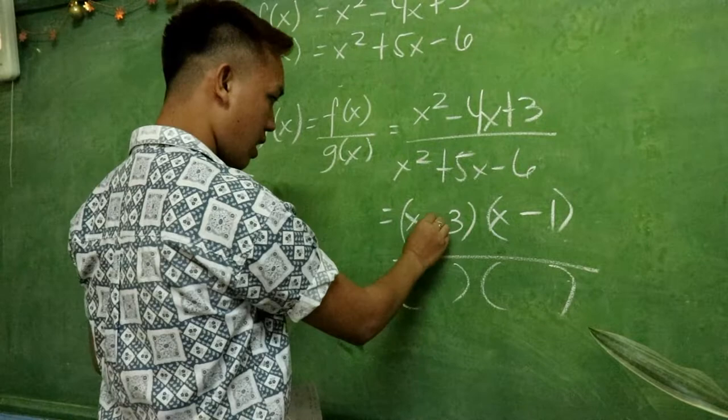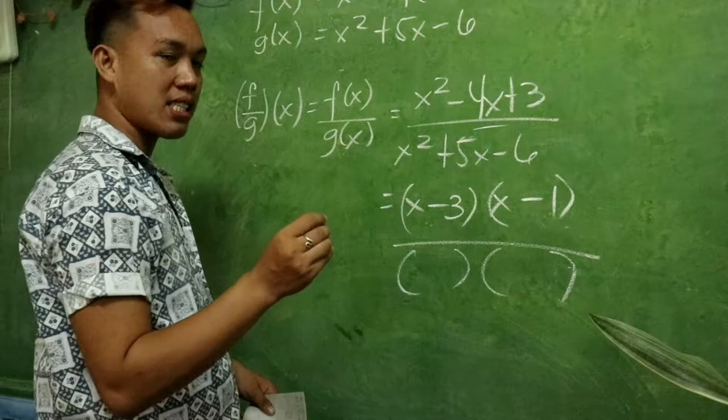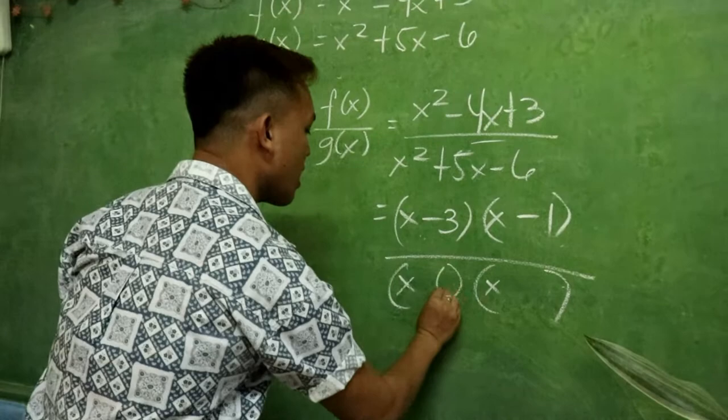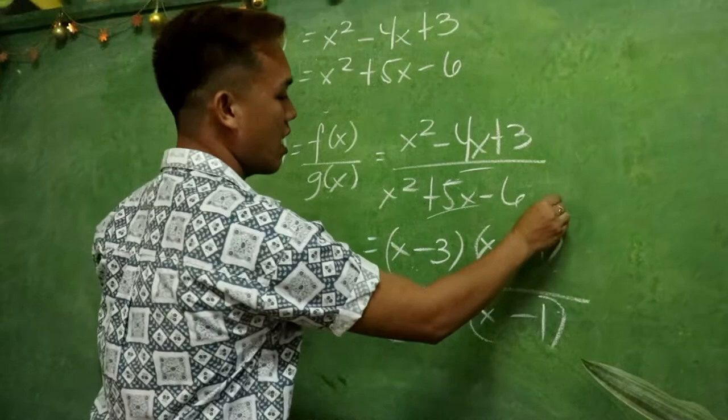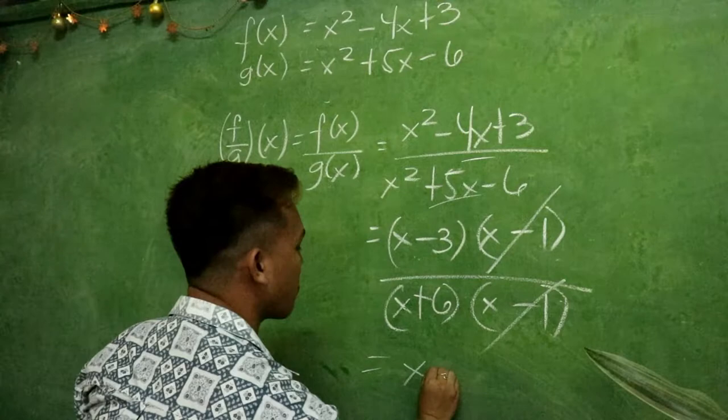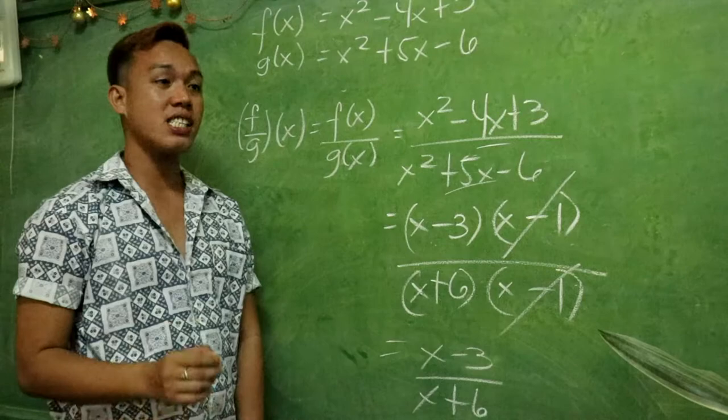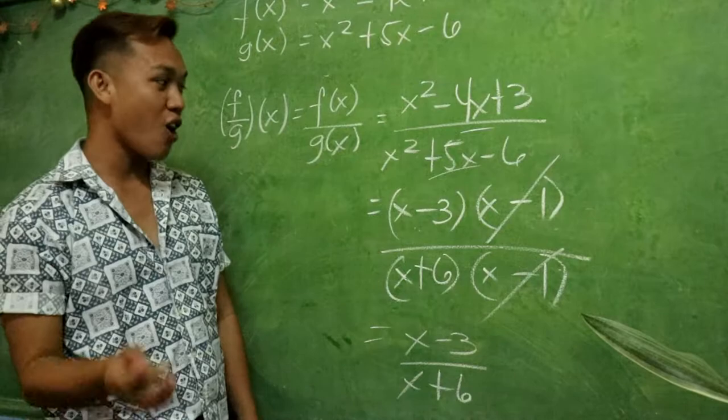And the factor of x squared plus 5x minus 6 is equal to, we have here 6 and a 1. A positive 6 and a negative 1 will give you a positive 5x. And now, cancellation. Cancel x minus 1 and x minus 1 to get x minus 3 over x plus 6. And that is the simplest form of x squared minus 4x plus 3 over x squared plus 5x minus 6.